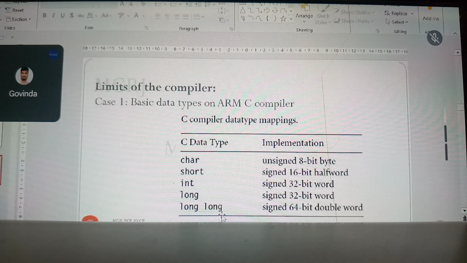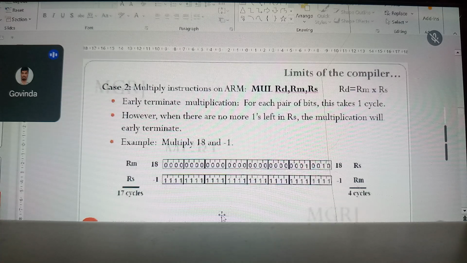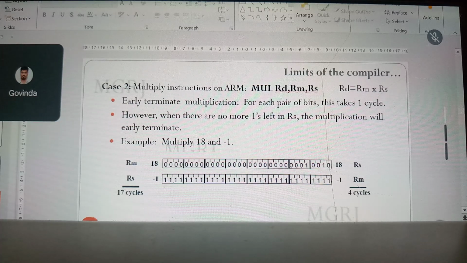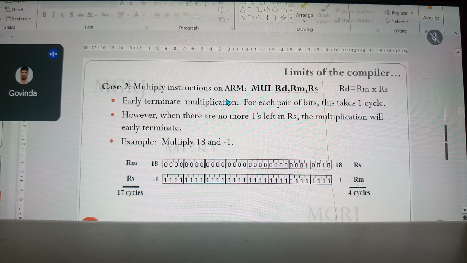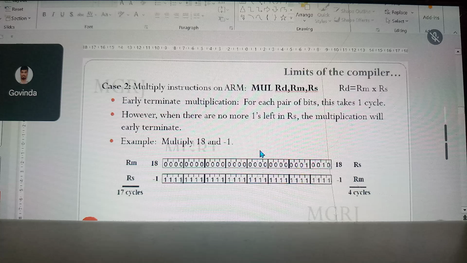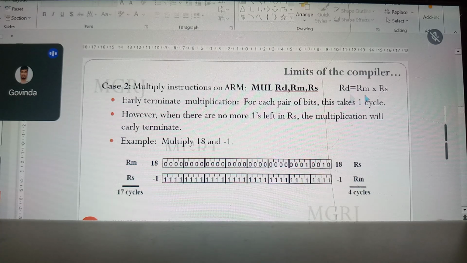Now, two more cases are there. Please go through this. This is one interesting case. I'm on slide number 21. Can you see? Yes, sir. What I'm trying to say is, there is one instruction in the ARM architecture called MUL, which stands for multiplication: MUL RD, RM, RS. The operation is RD equals RM times RS. So it will multiply RS and RM, and the result is stored in RD.